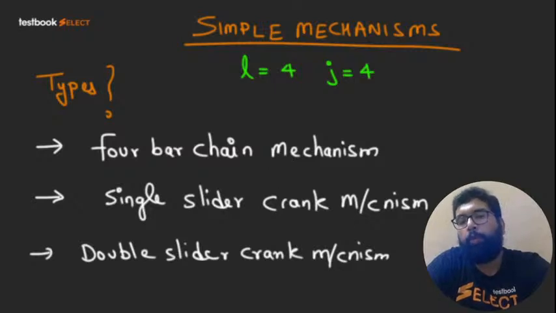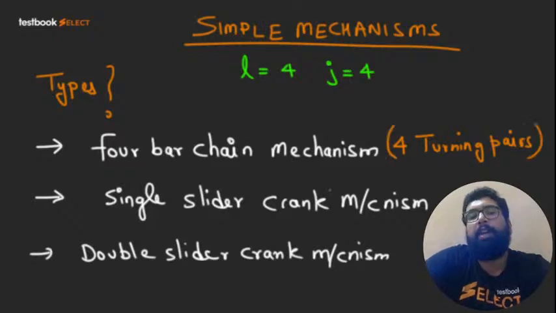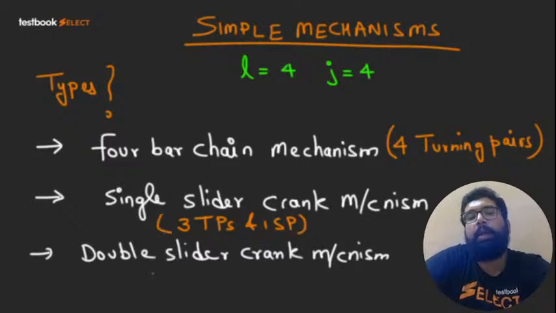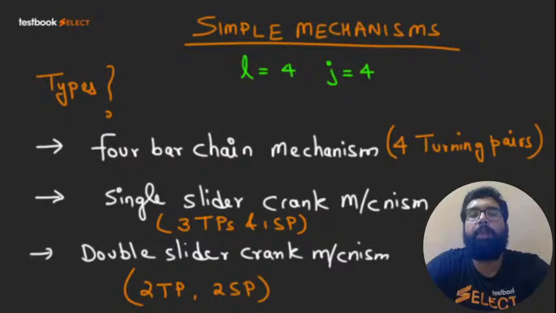Getting my point, beta? So what is the difference amongst them? All have four links, four lower pairs. But in the four-bar chain mechanism, all are turning pairs. In the previous session we understood what turning pairs are. So we have here four turning pairs. Now in the single slider crank mechanism, we have three turning pairs and one sliding pair. The double slider crank mechanism has two turning pairs and two sliding pairs. So this is how we can differentiate between them.